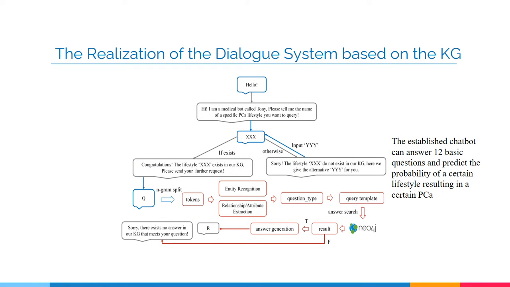This is the basic idea of the dialog system utilized. The user asks a question, and if the entities are present in our KG, the system proceeds further. We start with an n-gram split of the question to generate the tokens. Later we recognize entities and extract relationships from these tokens along with the type of the question. This is used to make the query template, which is sent to the Neo4j server for the answer generation. The final answer is shown to the user via an intuitive UI interface.